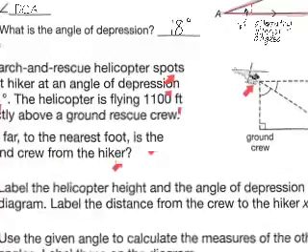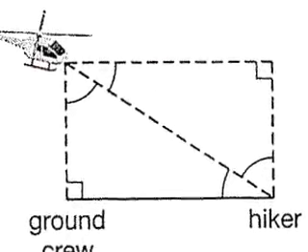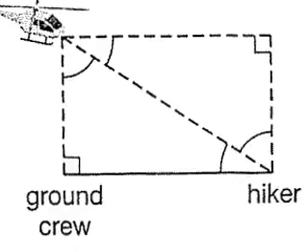So here we have our diagram. From the information that was given to us in the problem, here's the helicopter and it spots the hiker at a depression of 31 degrees. Here's the depression here, so we're going to label that. This is 31 degrees. And it also said that the helicopter is 1,100 feet above the ground crew, and so we're going to label that.